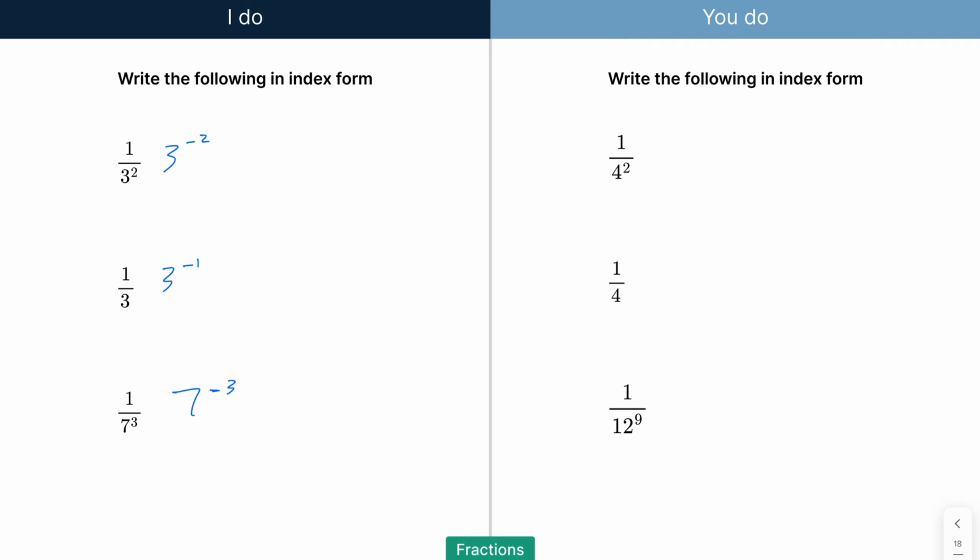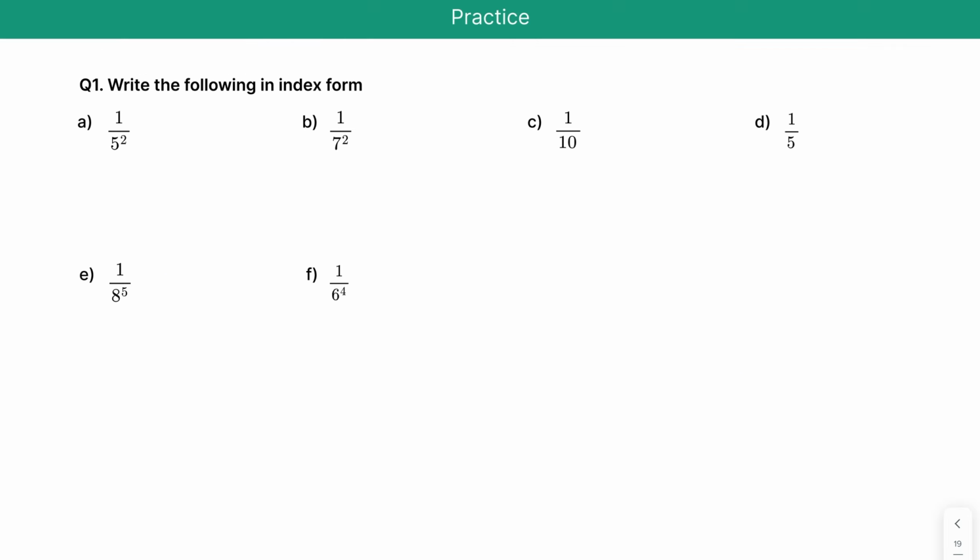And again, hopefully you've pressed pause and had a go at the examples on the right. So that's 4 to the minus 2, 4 to the minus 1, and 12 to the minus 9. Here are some practice questions. Press pause now and have a go. Here are the answers. Mark your work.